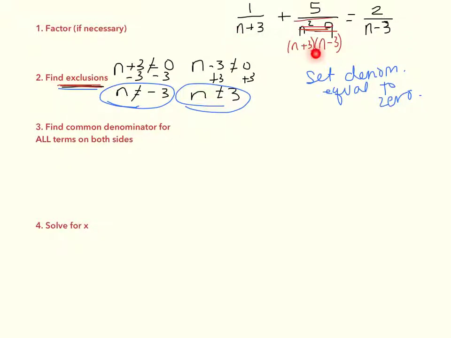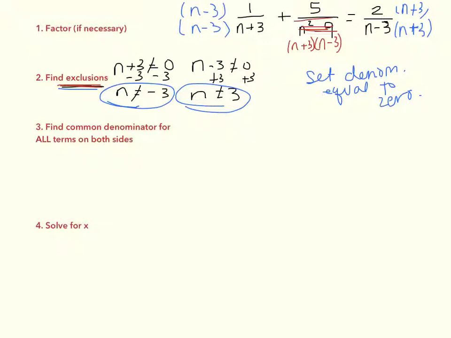We factored it. Now we want a common denominator for all the terms on both sides. So this has to be n plus 3 and n minus 3, this needs to be n plus 3 and n minus 3, and this needs to be n plus 3 and n minus 3. I'm going to use a different color over here. What I'm doing is putting an n plus 3 here, and whatever I do to the bottom, I have to do to the top. This fraction is missing an n minus 3. Whatever I do to the bottom, I have to do to the top.